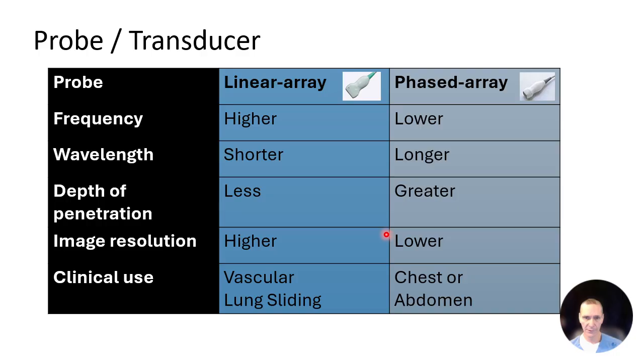Your resolution on the linear probe will be much better compared to the phased array and the convex. In general, linear probe is used for vascular access and lung sliding. Phased array for the heart for sure. Phased array can also be used for the abdomen. The convex probe should only really be used for the abdomen or potentially the subxiphoid view because the ribs aren't in the way.